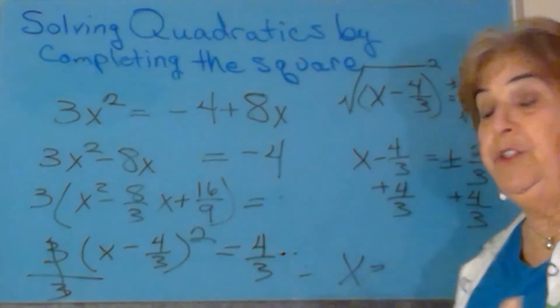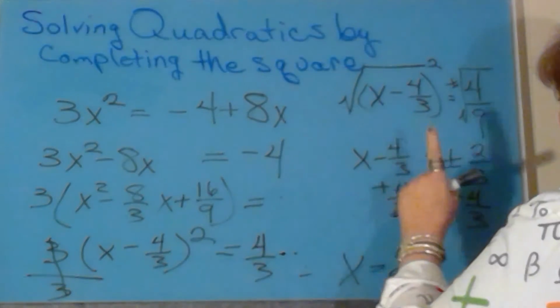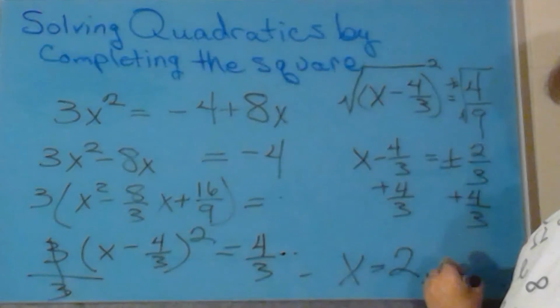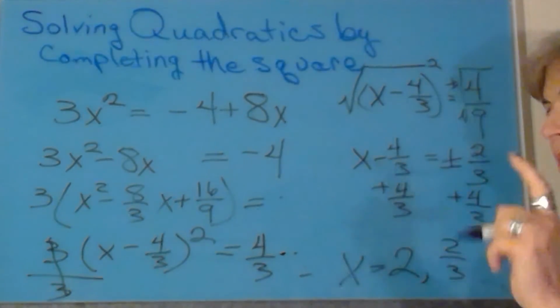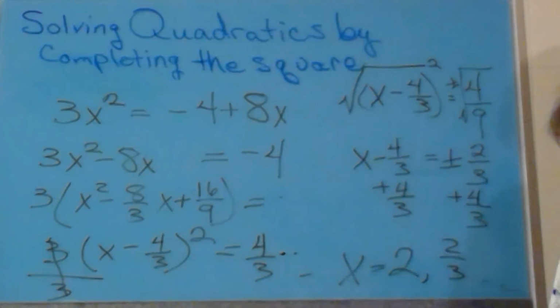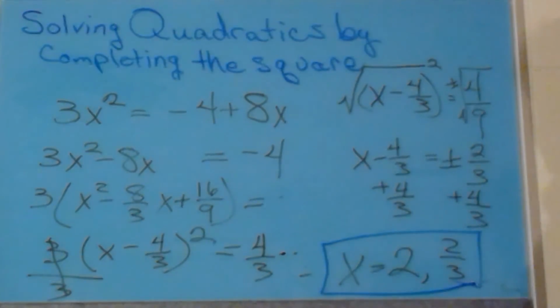So x equals a positive 2/3 and a positive 4/3 is 6/3. 6/3 is the same as 2. A minus 2/3 and a positive 4/3 is simply 2/3. So that is the final answer. We ended up with 2 and 2/3 as our two different answers. Make sure there's a comma in there. It's not a mixed number.